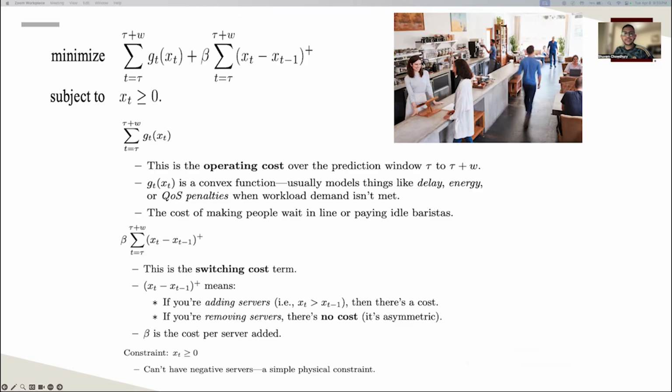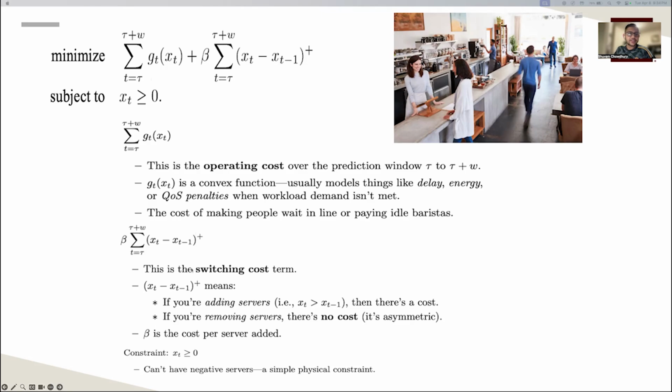So you can think of this like running a coffee shop where you check foot traffic forecasts for 30 minutes and then adjust your barista schedule for the whole window. But then you only follow through on the first few minutes of the plan and then redo everything from scratch in the next cycle. So with that analogy, as you can see on the left, this is the equation for RHC, and the first half is the operating cost over the window. It's a convex function, and it's similar to making people wait in line or paying idle baristas.